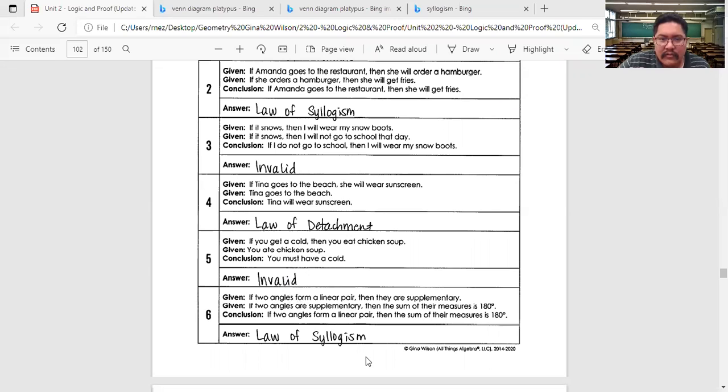All right, so if two angles form a linear pair, then that means that they will be supplementary. If two angles are supplementary, then their sum measures 180 degrees. Now again, look at the middle statement. They are supplementary. So we know that they are supplementary, then this one must be true to that one. So two angles form a linear pair, then their sum of angles is 180 degrees.